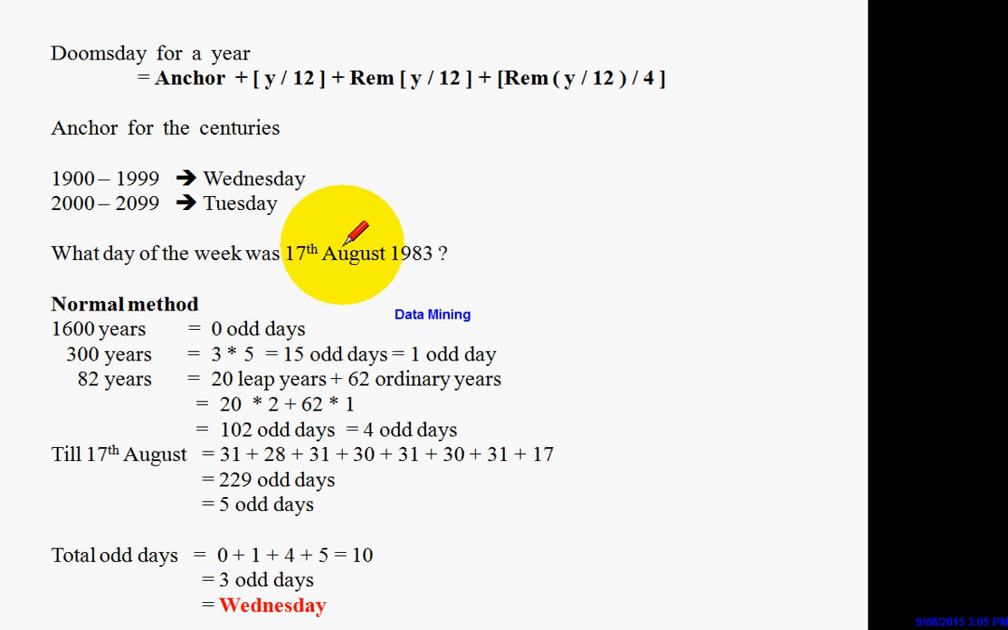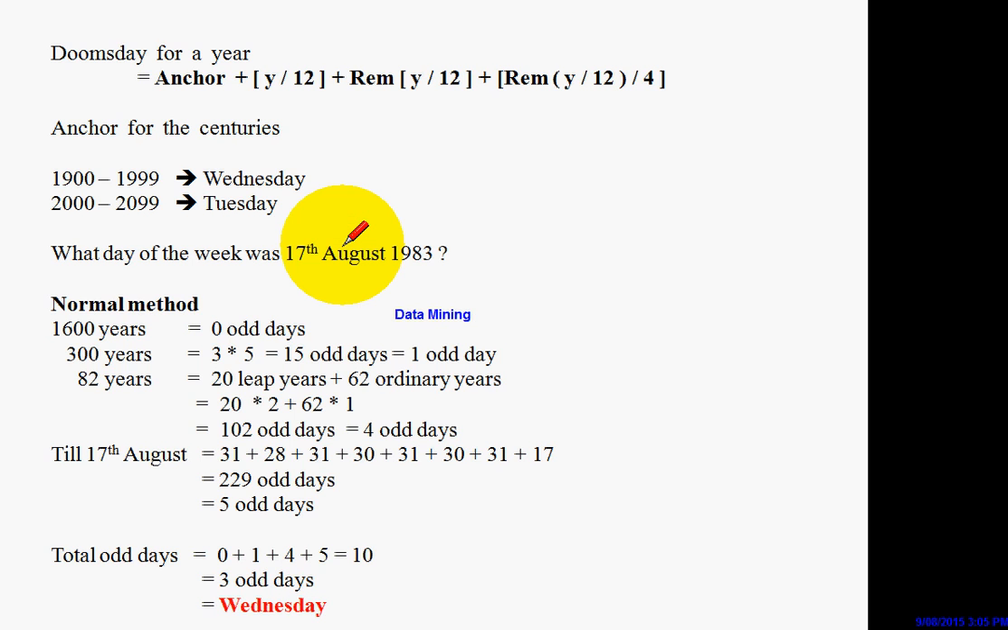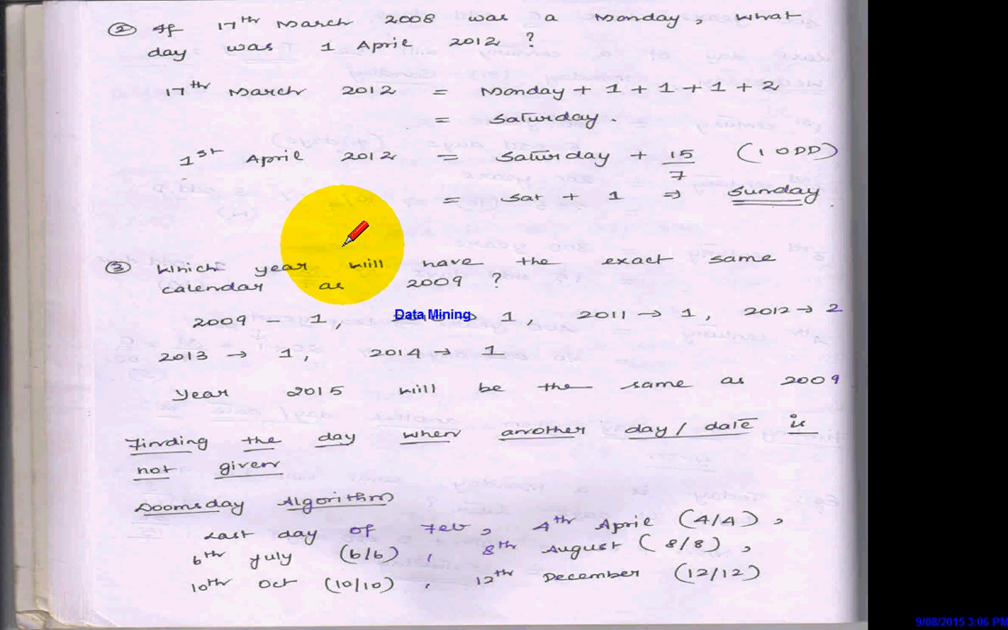What was the date given in the problem? 17th August is given in the problem. I told you that for August, the doomsday is 8th August. 8th August is nearest to 17th August, isn't it? So I can take 8th August. So 8th August is Monday. That is the doomsday. Now I have calculated the doomsday.